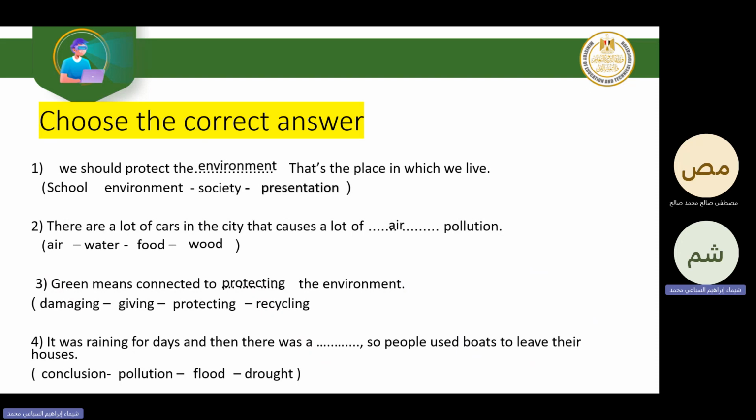Number 4, it was raining for days and then there was a flood. So people used boats to go to their houses. So the answer here is, yes, flood. So it was raining for days. There was a flood, of course, because people used the boats to leave their houses. Thank you very much for this excellent exercise.